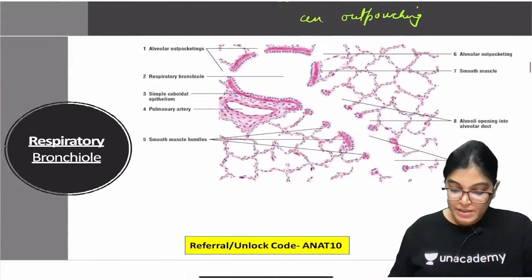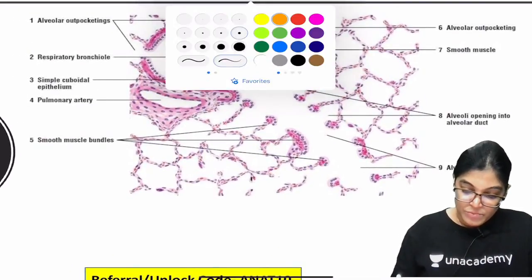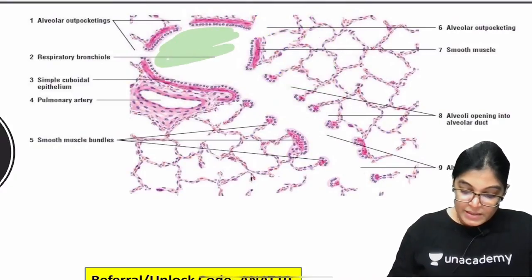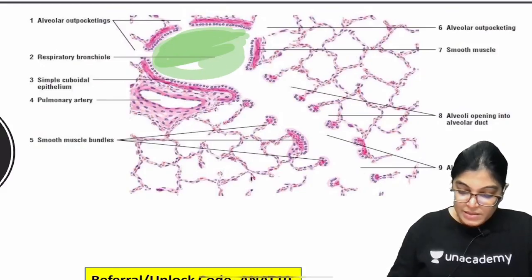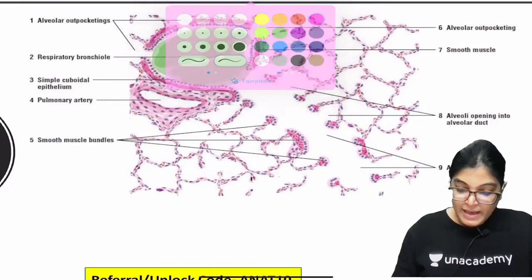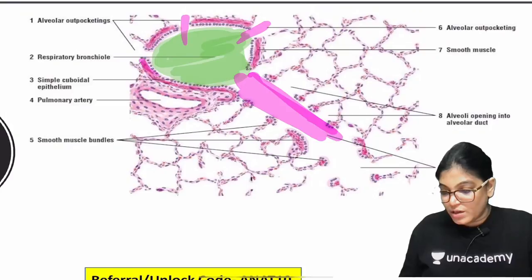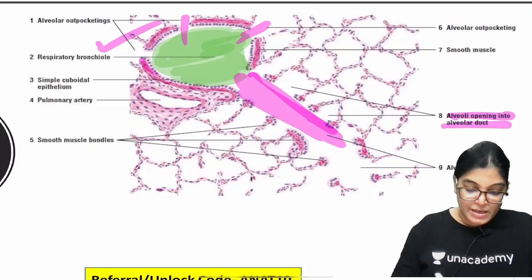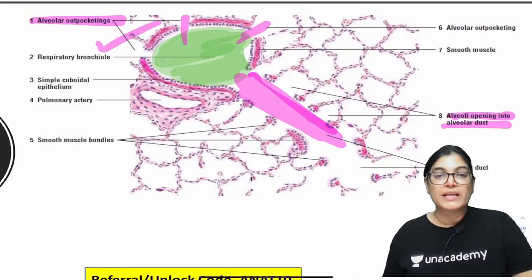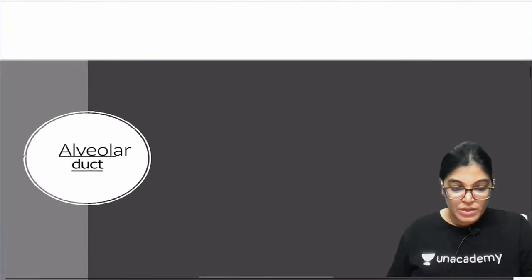Now see here, this is the respiratory bronchiole, and you can see in this respiratory bronchiole there is a break. It is a respiratory bronchiole, but here it has a gap, and these gaps are here and here, connected to the alveolar opening, the alveolar duct. So there is an alveolar outpouching which is forming the gap. Rest all the features are similar. Okay, now moving on to the next.